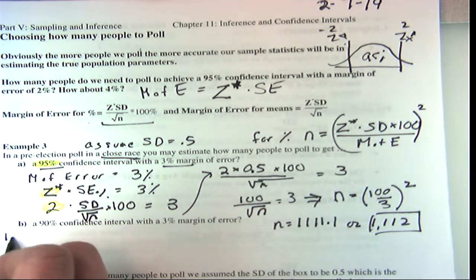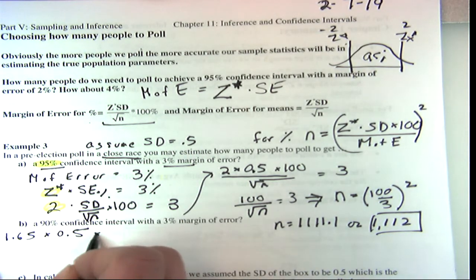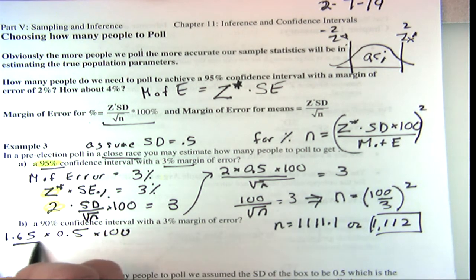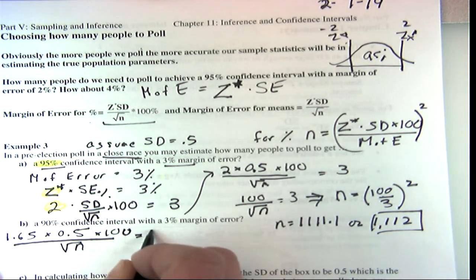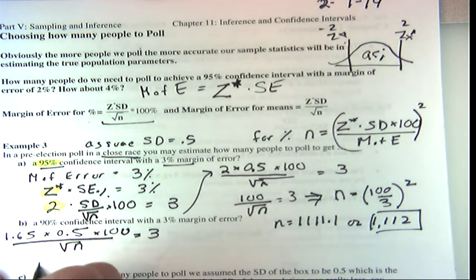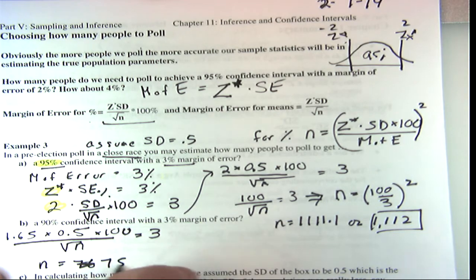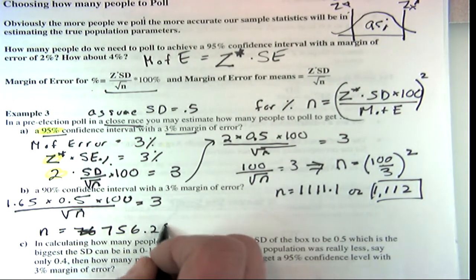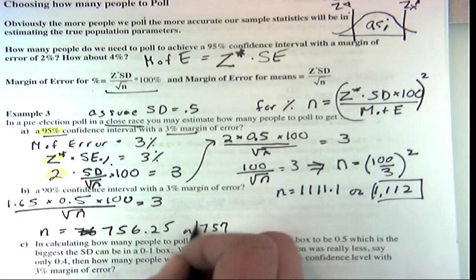So you just say 1.65 times 0.5 times 100, right? That over the square root of n is equal to 3. And you could do the same thing, or you could just plug it in there. And you'll get n equals 756.25. So we'll round up to 757.